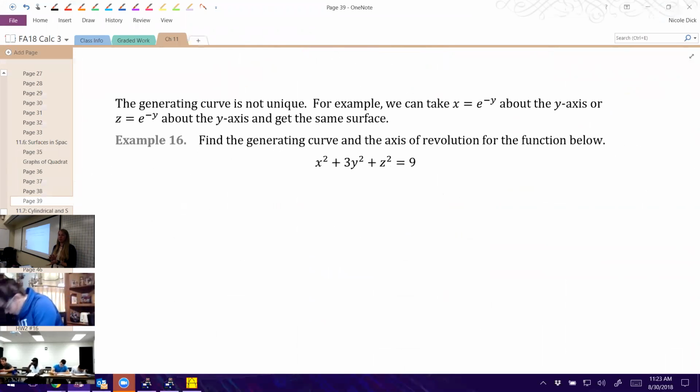So example 16, find the generating curve and the axis of revolution for the function below. So this could be written as a surface of revolution. This could be left as a quadratic surface. We've got options for this. Technically it falls into both those groups there.